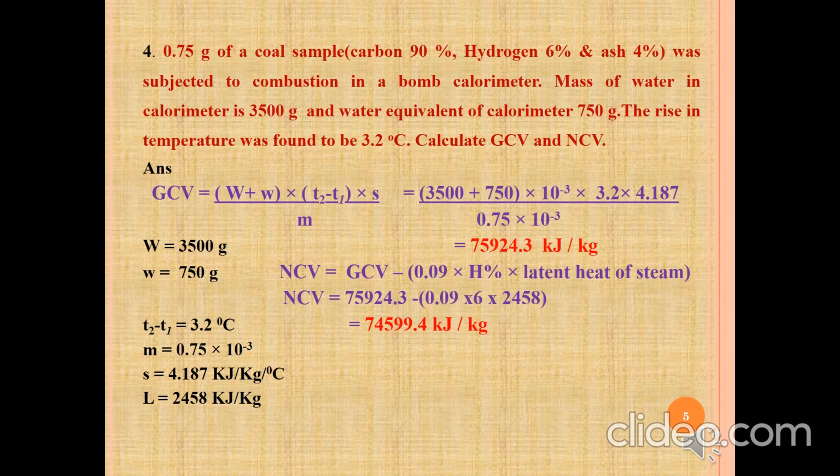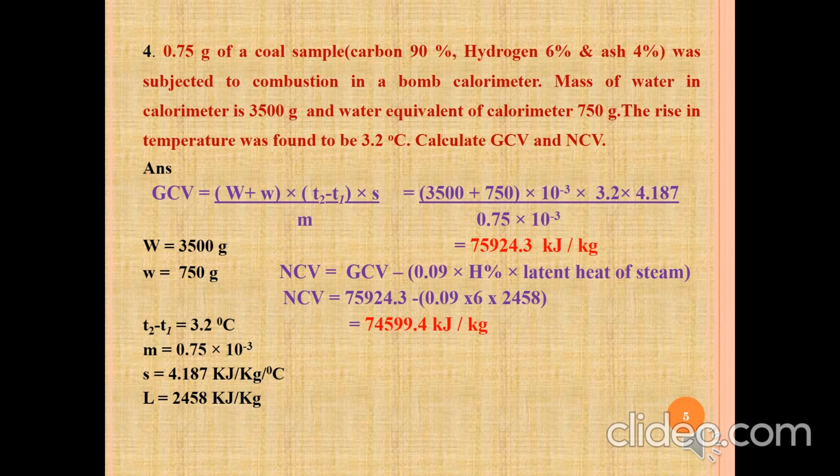So here we are multiplying into 10 raised to minus 3 because the weight of water and water equivalent of calorimeter is given in gram. We have to convert into kg. So we are multiplying by 10 raised to minus 3 into 3.2 into 4.187 divided by 0.75 into 10 raised to minus 3. So the gross calorific value what we are getting is 75,924.3 kilojoules per kg.